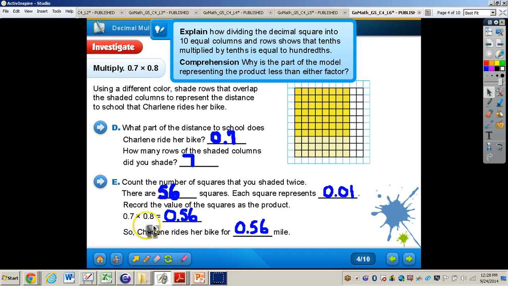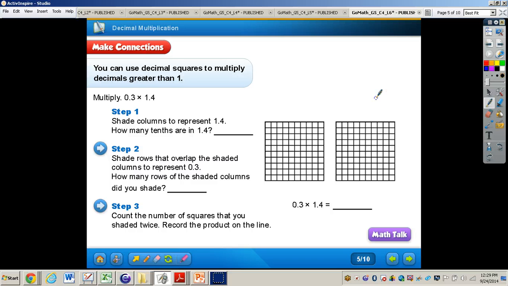Okay, so the product will always be less than 1 and less than both factors. Okay, let's take a look at page 184, the making connections section. It says you can use decimal squares to multiply decimals greater than 1. Now what we have here is 3/10 times 1 4/10.